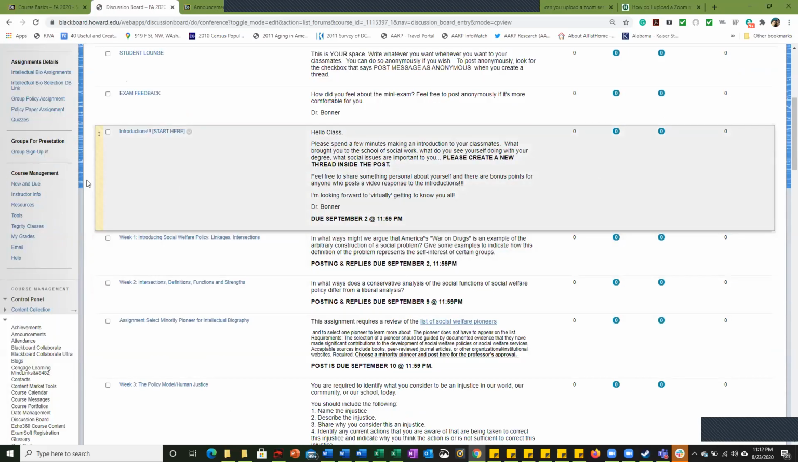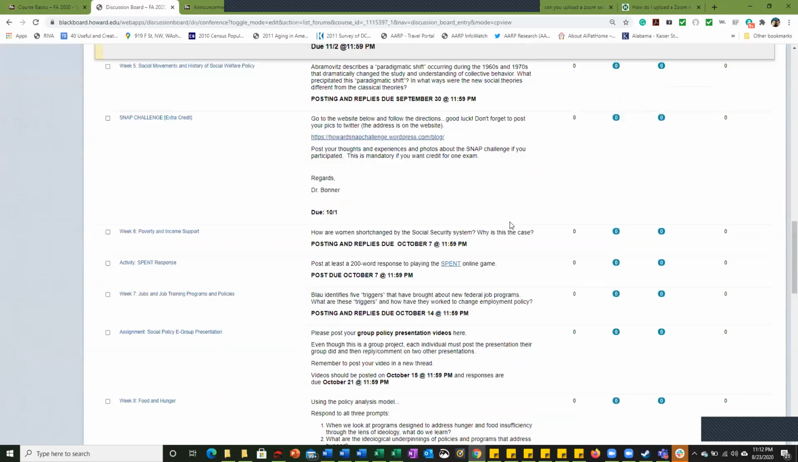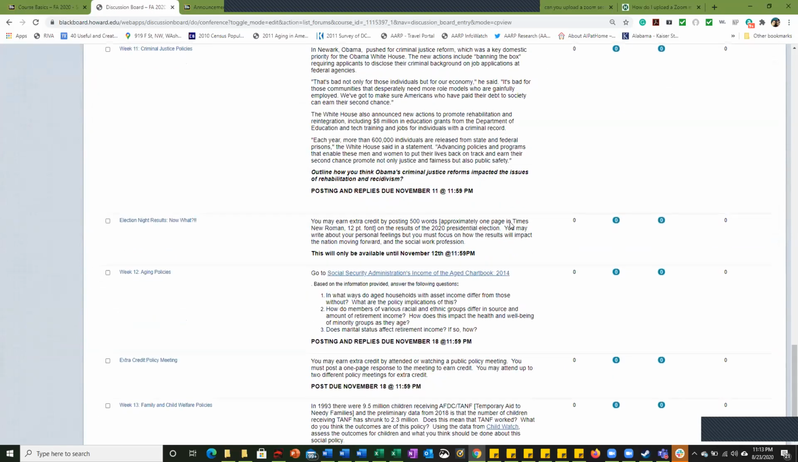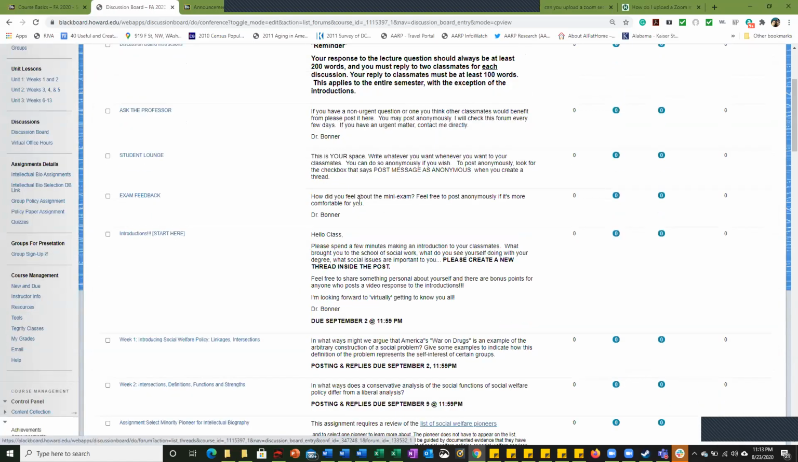And here's basically how it works. I will have a prompt posted. I will ask you or tell you what I need you to do, and you will see the due date. For the instructions, in the introductions, you do not need to respond to people's posts unless you choose to. For most of the other discussion board posts, it is your post and then your response. So you can see here, the whole semester is right here waiting for you, including some awesome extra credit.